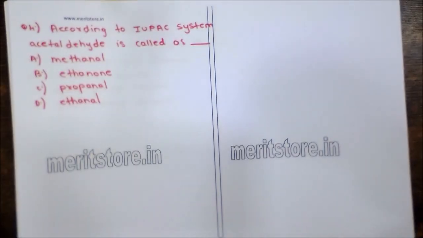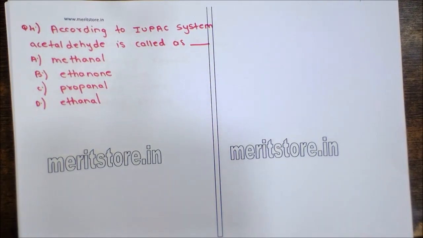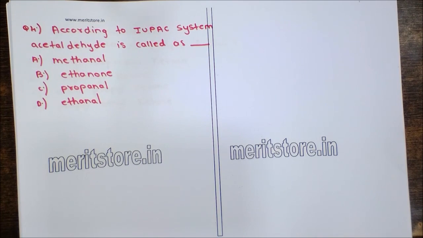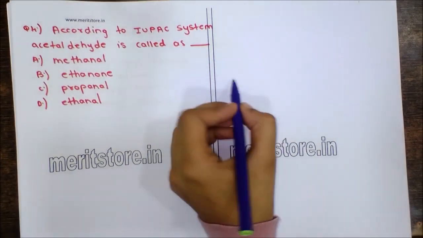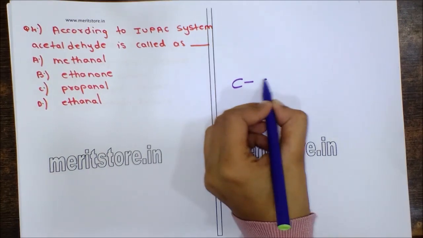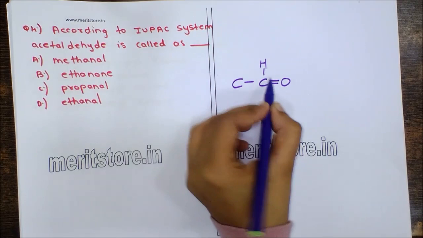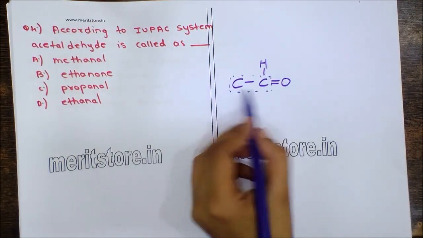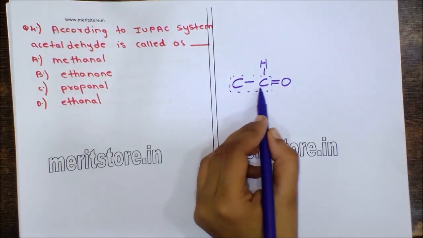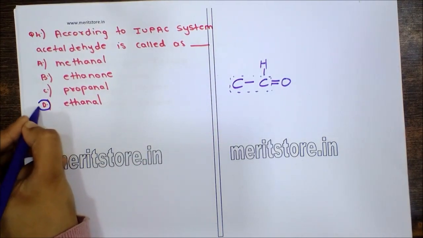Question 4. According to IUPAC system, acetaldehyde is called as: A. methanol, B. ethanol, C. propanol and D. ethanol. So over here, if I have to draw acetaldehyde, it is this, double bond O, H. My longest chain is of 2 carbons, so it will be ethane, and since it's an aldehyde, it's ethanal. Option D, ethanal, is my correct answer.